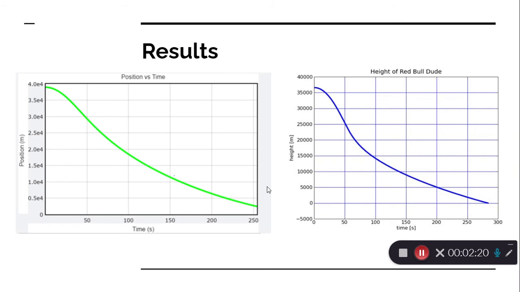So here are our results. As you can see, the height of Baumgartner is always decreasing, of course, because it's free fall. However, as he's at higher altitudes, you can see very clearly that the decline is a lot steeper, and it slows down a lot once he reaches the atmosphere and reaches higher air pressures.